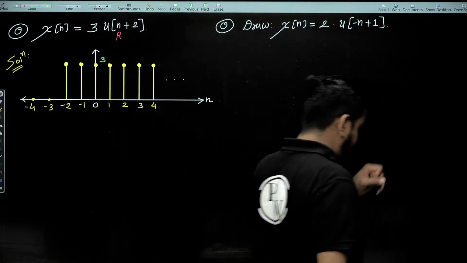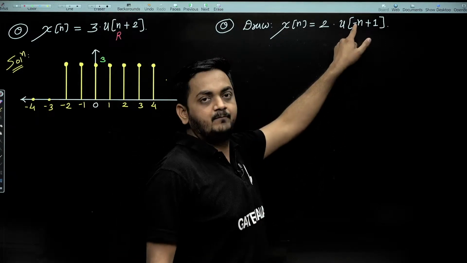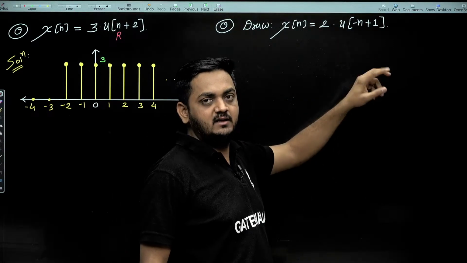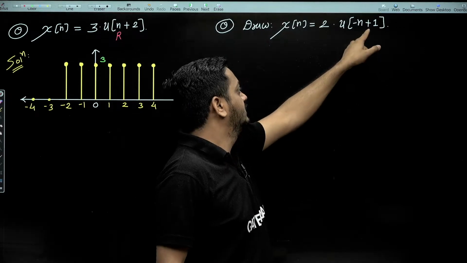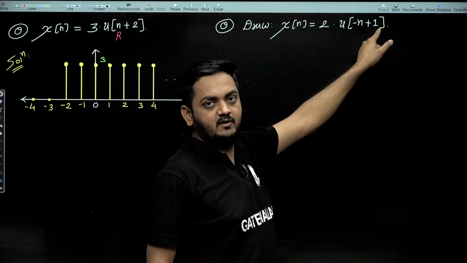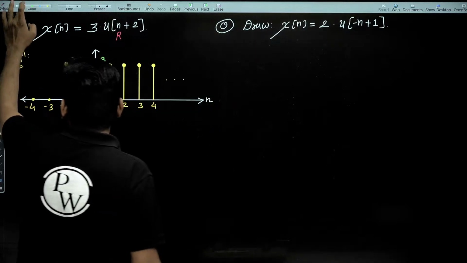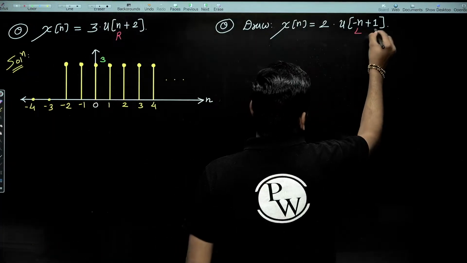Okay, now see here -n, so that's why it is left side, that means the starting point has the same sign. So left side, and it starts from n equal to 1. See, this is the left side starting from n equal to 1.